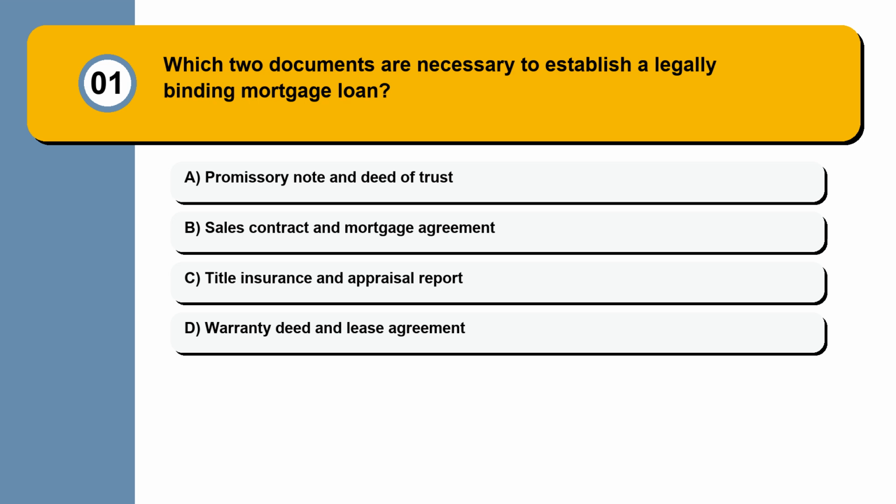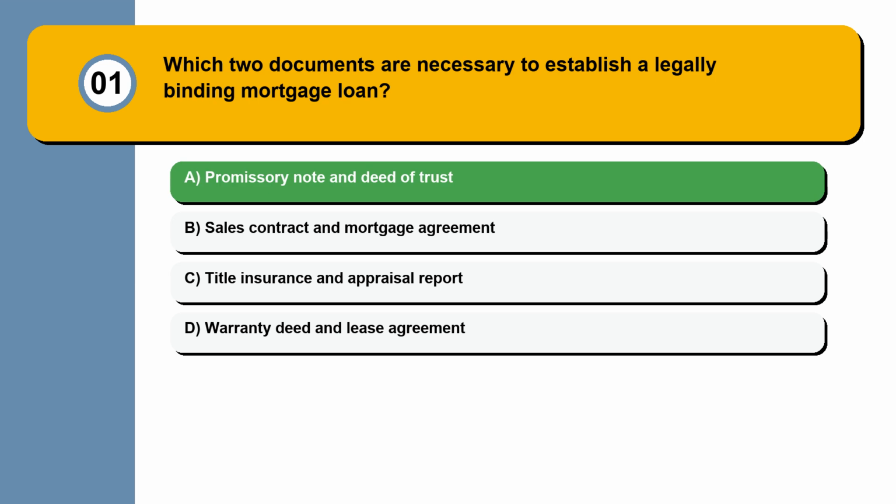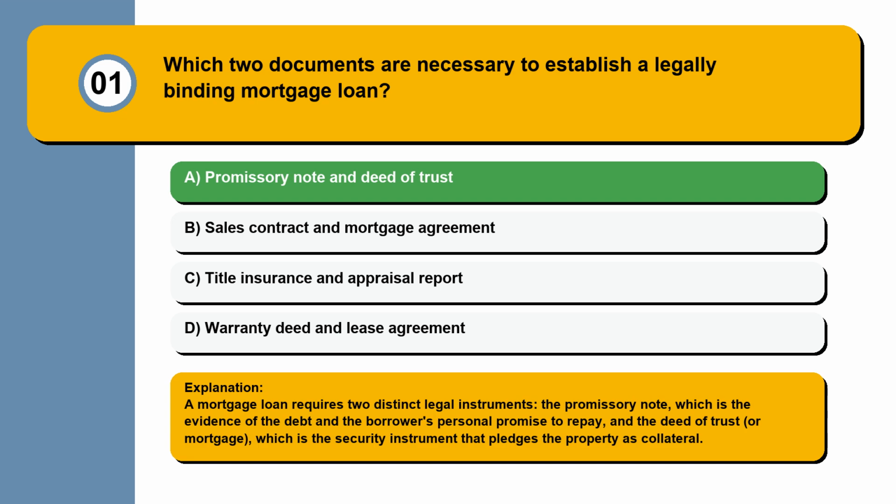Question 1. Which two documents are necessary to establish a legally binding mortgage loan? Promissory note and deed of trust, sales contract and mortgage agreement, title insurance and appraisal report, warranty deed and lease agreement. A mortgage loan requires two distinct legal instruments: the promissory note, which is the evidence of the debt and the borrower's personal promise to repay, and the deed of trust, or mortgage, which is the security instrument that pledges the property as collateral.